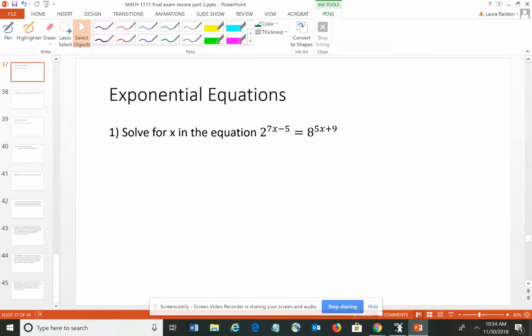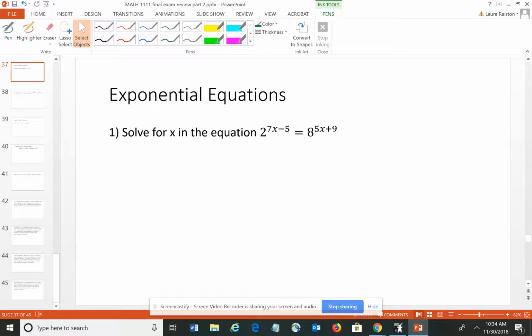We're continuing with our Math 1111 final exam review. We're on page 8, the final page, and we're under the heading Exponential Equations. And the first question asks us to solve the equation 2 raised to the 7x minus 5 power equals 8 raised to the 5x plus 9 power.